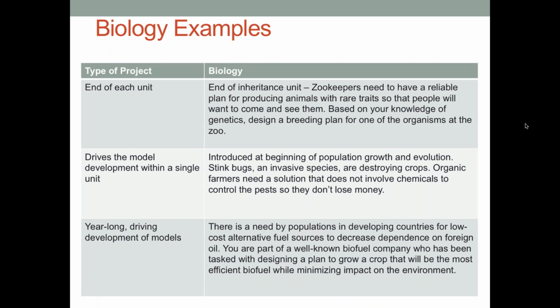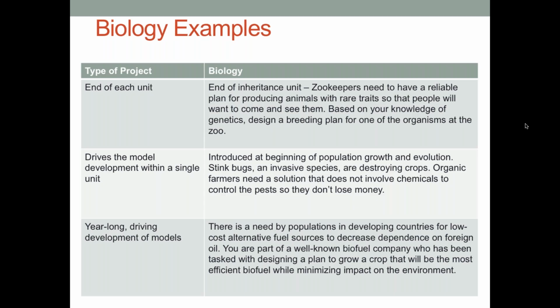So for biology, an end of each unit project, you could have at the end of the inheritance unit: the zookeepers need to have a reliable plan for producing animals with rare traits so that people will want to come and see them. And based on their knowledge of genetics that they've just acquired, students have to design a breeding plan for one of the organisms at the zoo.